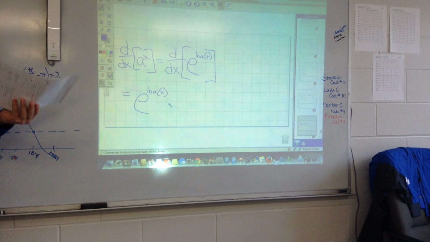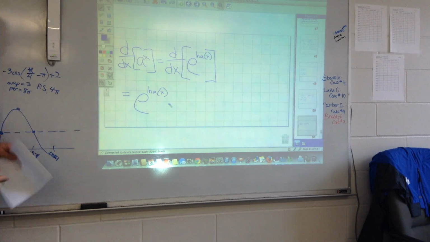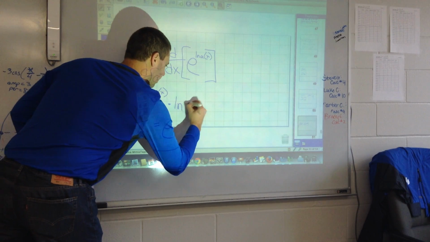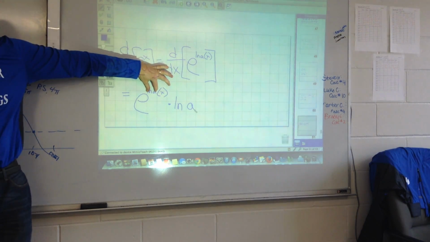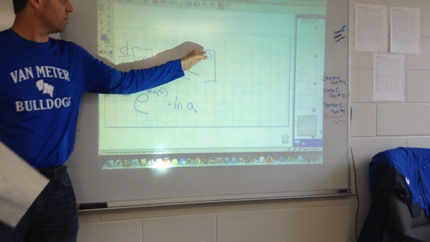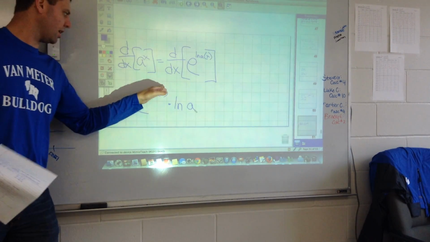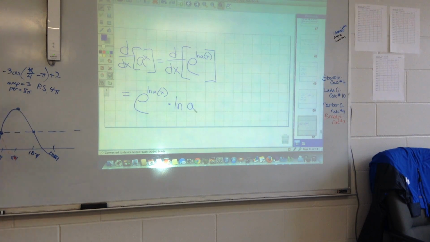Because the ln of a is a number, right? We don't know what a is going to be, some number. So times ln of a. Because remember, ln of a is like 7. It's like 7x. So the derivative of e to the 7x would be e to the 7x times 7. But it's not 7, it's ln a, whatever that is. Depends on what a is.